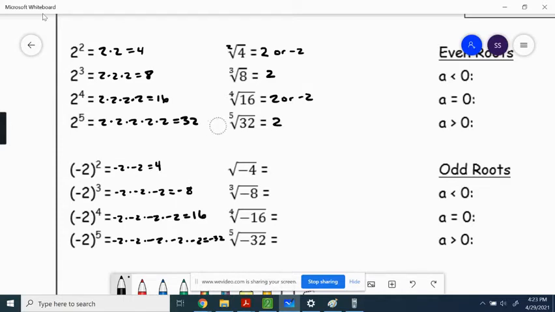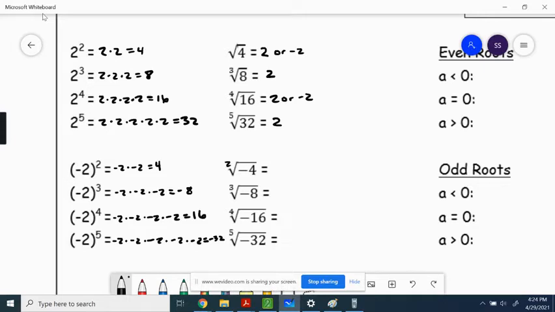All right, and so hopefully we're recognizing that these even roots will have two roots, and when we have odd roots, we only have one real root. Okay, now we've got some negatives.